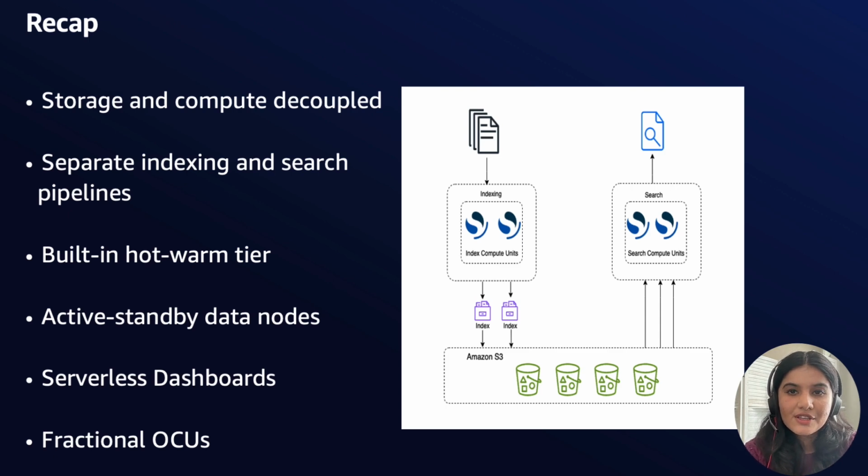So to summarize, storage and compute are decoupled in Amazon OpenSearch Serverless architecture. Serverless separates out the indexing components from the search components, with Amazon S3 being the primary data storage. Serverless also comes with a built-in hot warm tier, particularly useful in the log analytics use case where you are more focused on recent data, while the older data could be in the warm tier. There are active nodes to handle the traffic, and in order to ensure high availability, it also launches a standby set of nodes in another availability zone for indexing and replicas for search.